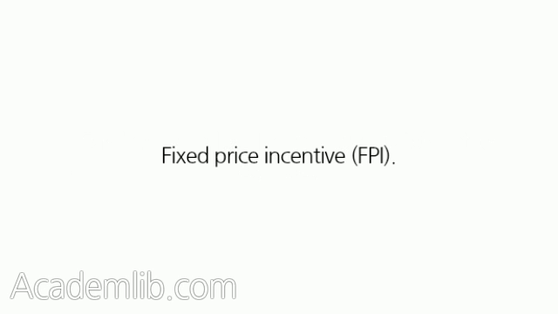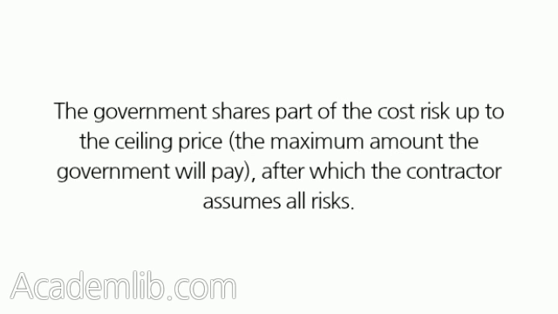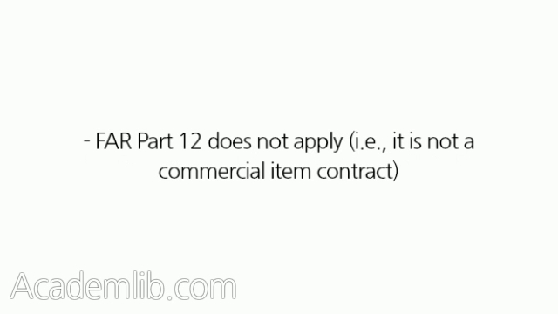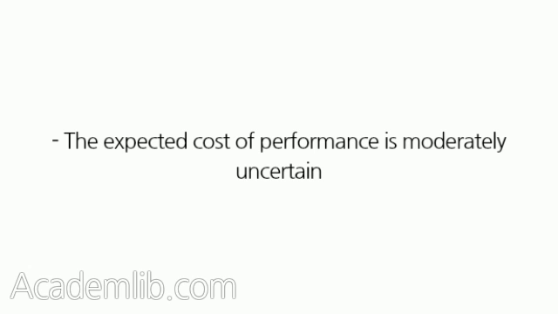Fixed Price Incentive, FPI. The government shares part of the cost risk up to the ceiling price, the maximum amount the government will pay, after which the contractor assumes all risks. Contemplate award of an FPI contract when FAR Part 12 does not apply, that is, it is not a commercial item contract. The expected cost of performance is moderately uncertain.